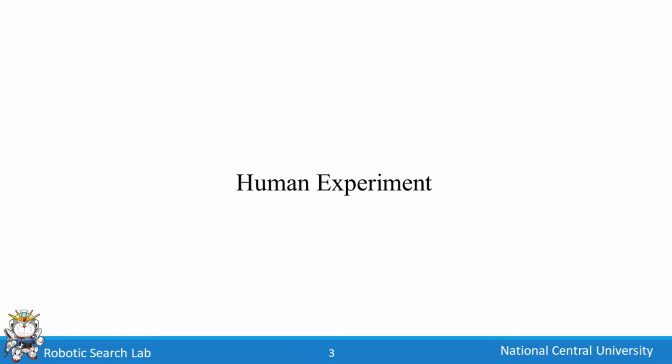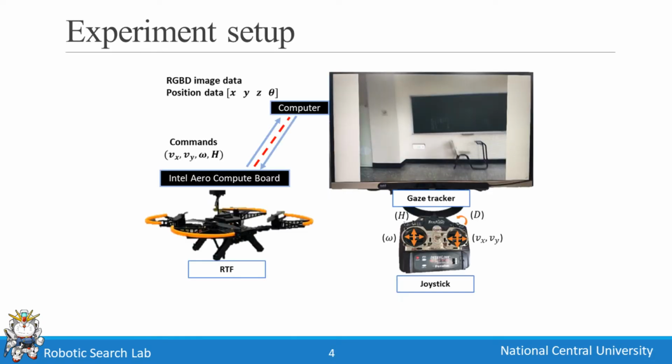Let's move on to the experiments. The human experiment setup is as follows. The system consists of a joystick, a monitor, a gaze tracking controller, an Intel drone with a RealSense R200 RGBD camera, and a PS4 for downloading camera.